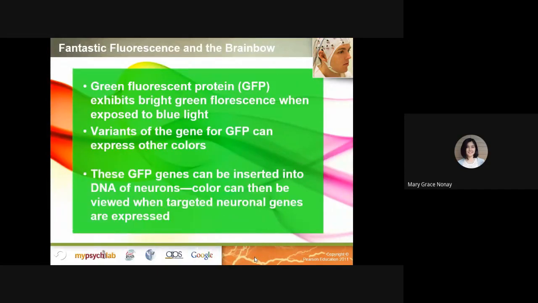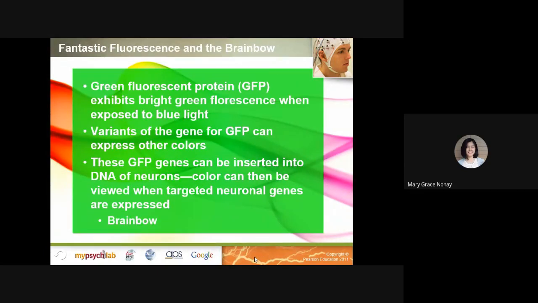And we have the fantastic fluorescence and the Brainbow. These are green fluorescent proteins that exhibit bright green fluorescence when exposed to blue light. There are variants of the gene for GFP that can express other colors. These GFP genes can be inserted into the DNA of neurons, so color can then be viewed when targeted neuronal genes are expressed. All right.